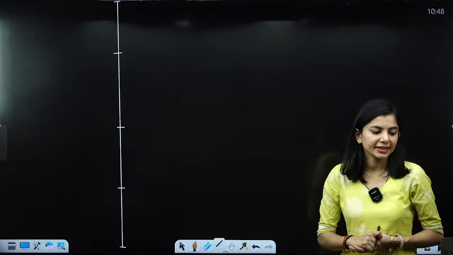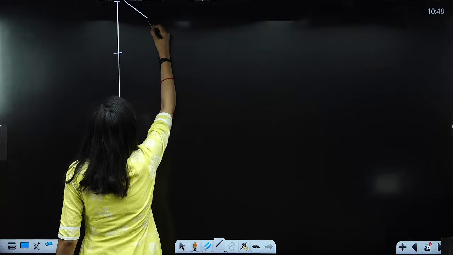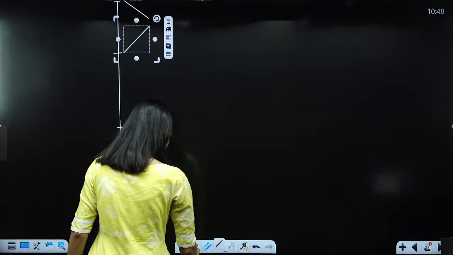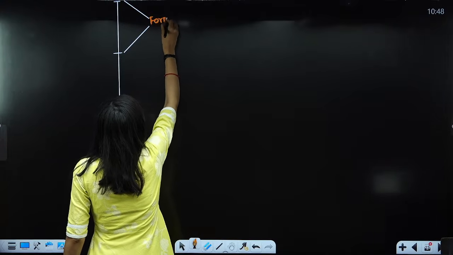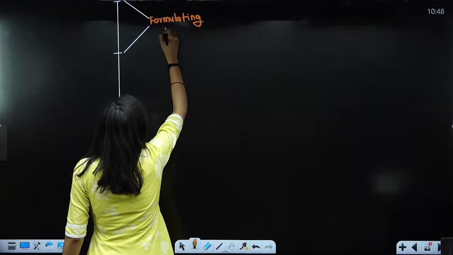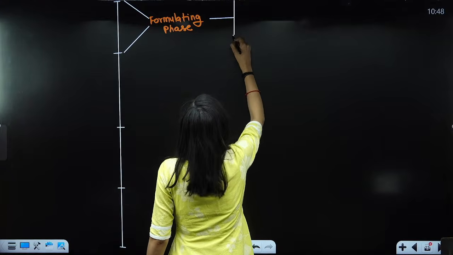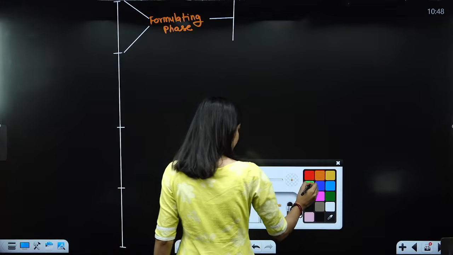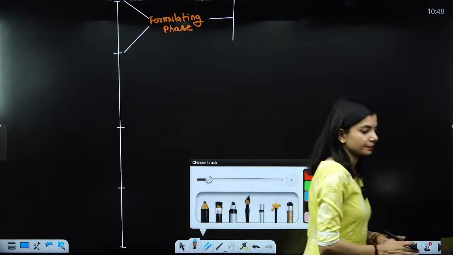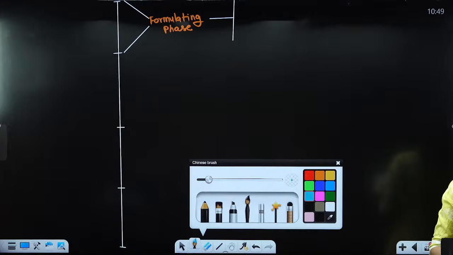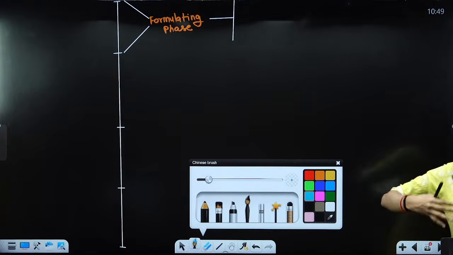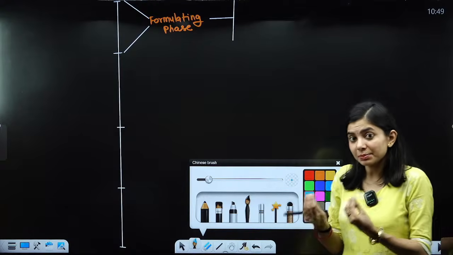So the first one is the formulating stage. So let's frame the same. The formulating phase is the one which basically provides us the details about how in different time periods the anthropologists conceptualized the subject or the future of the subject.